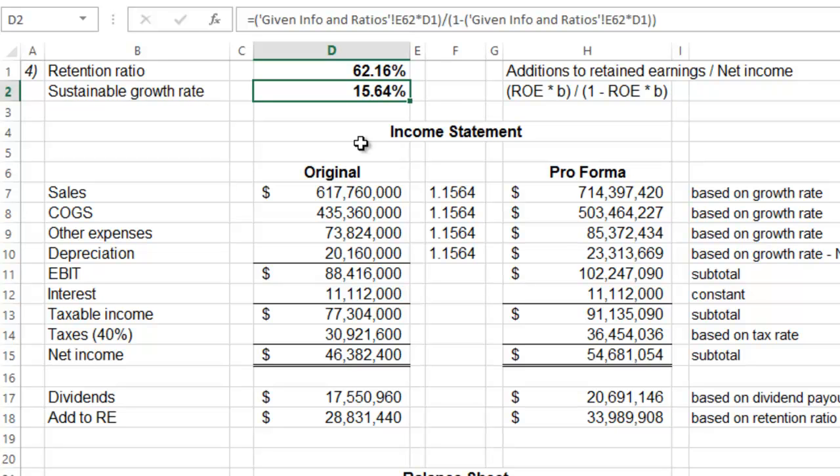Now, I want to make sure you understand that all those gyrations we just went through were only required because that's what the textbook asked us to do. We don't normally need sustainable growth in order to do a forecast. We just need a sales forecast. The textbook asked us to do this particular forecast where the sales growth will equal sustainable growth, so that's what I've done here at the top.